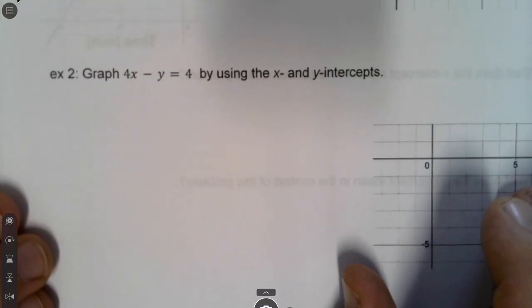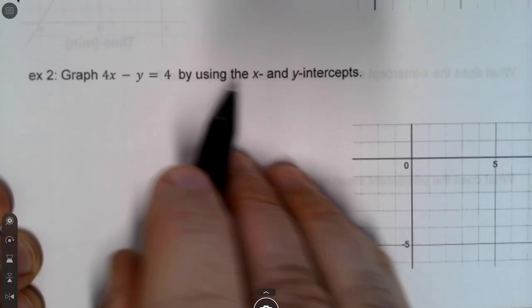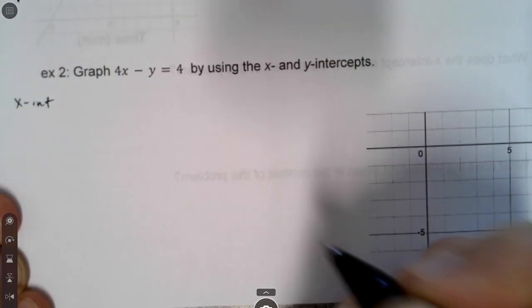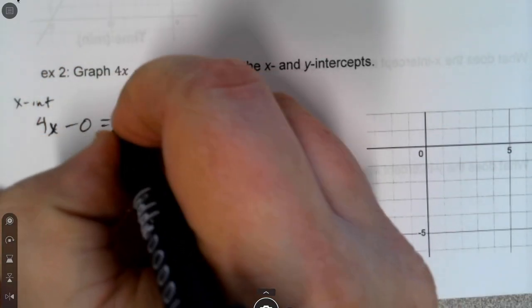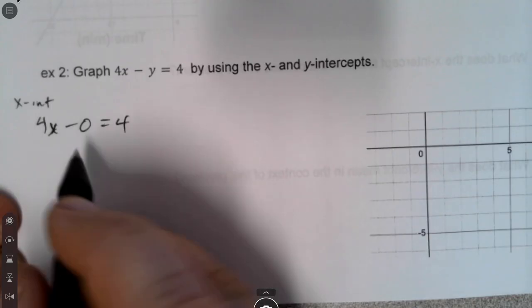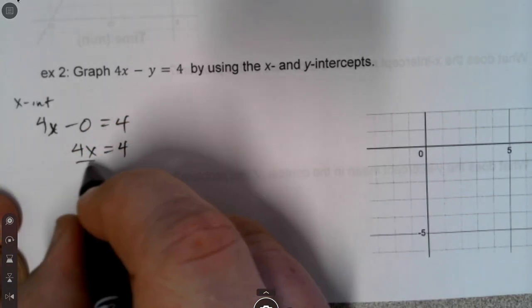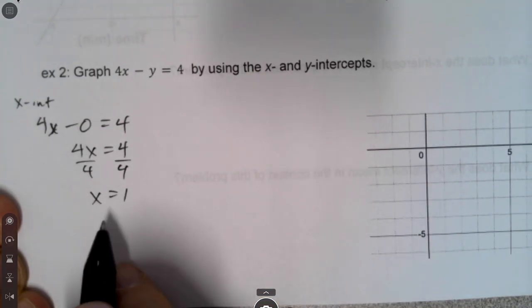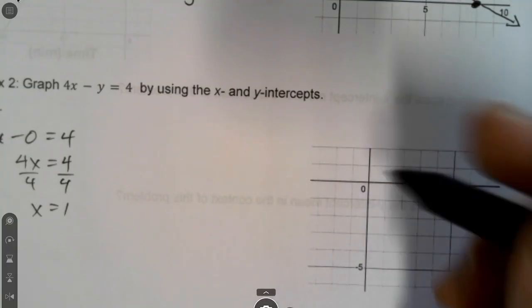Let's follow the same steps here. They give us an equation and they say graph it using the x and y intercepts. To find the x-intercept, I plug in 0 for y. 4x minus 0 is 4x. Divide both sides by 4. I get x equals 1. So the x-intercept, where my line will hit the x-axis, which is right here, is at 1.